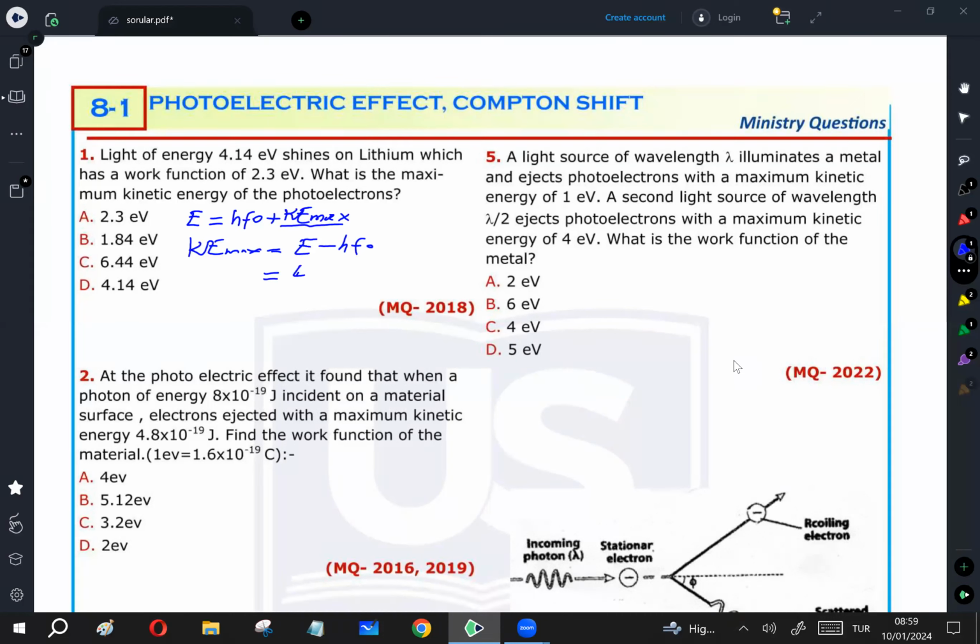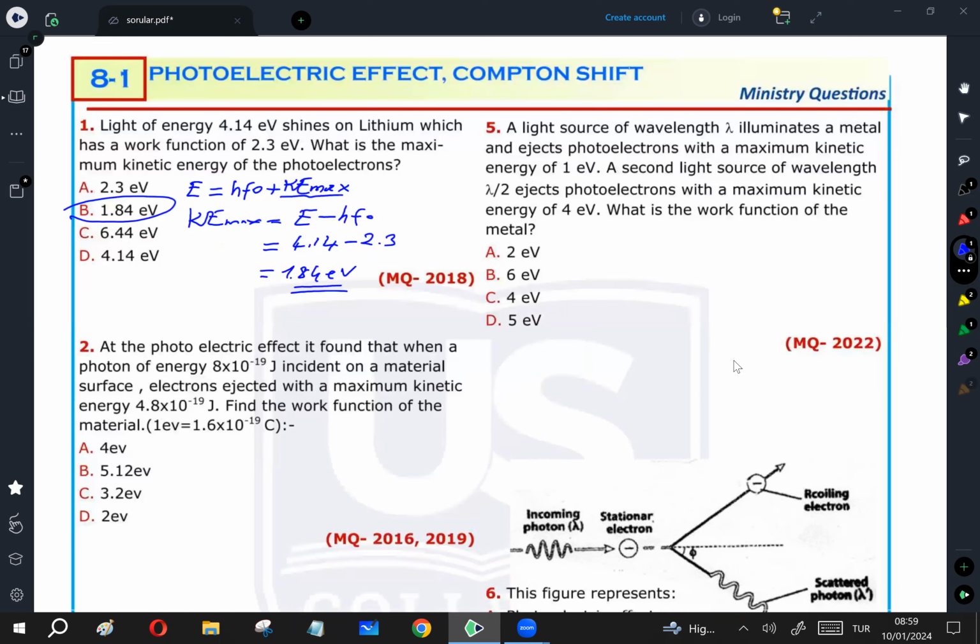Energy of the photon 4.14, work function 2.3. So when we subtract them, we are going to get the answer as 4.14 minus 2.3. Answer is 1.84. So 1.84 electron volt kinetic energy will be given to photoelectrons.